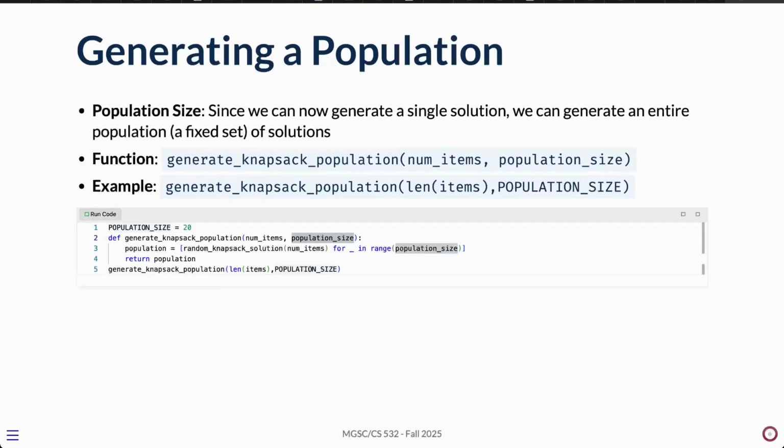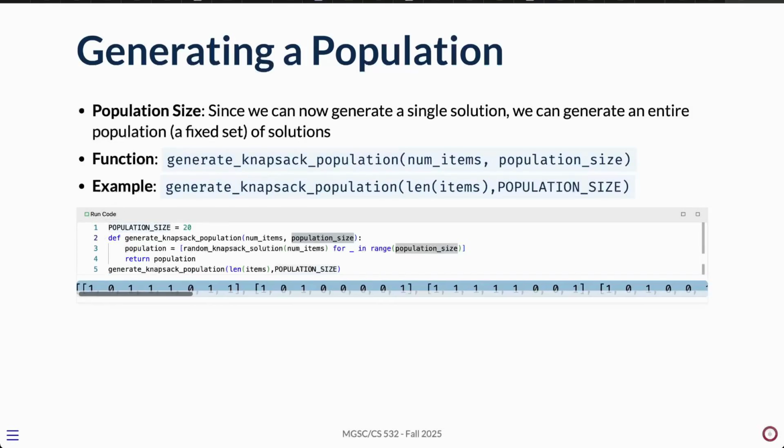For example, let's run this code. Now see, we have the output and we have 20 different binary lists, each representing a different packing strategy. Some of them might be relatively conservative, having mostly zeros, and others might take on a more aggressive approach, having mostly ones. And most will probably be somewhere in between, having relatively equal zeros and ones.